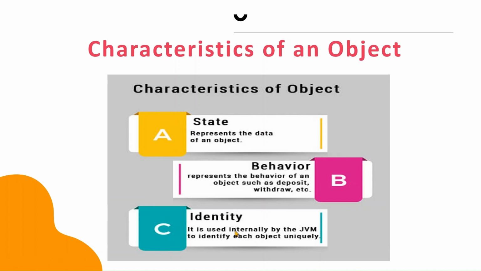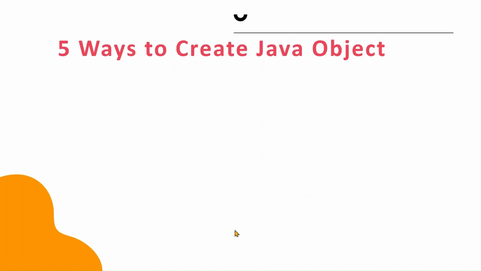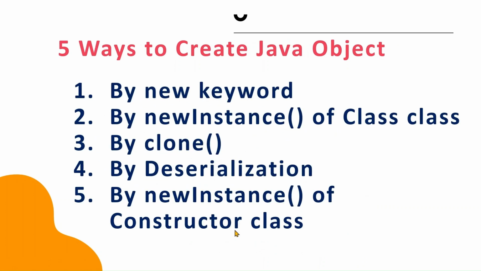So these three come under the characteristics of an object. Now, what are the 5 ways available to create a Java object? I can use the new keyword in order to create a Java object. I need to use the newInstance method of a class called Class.